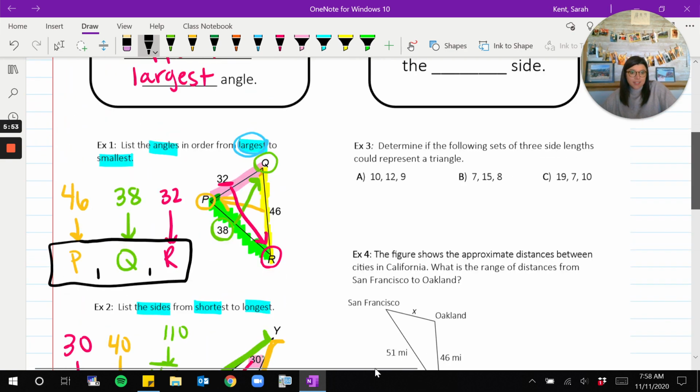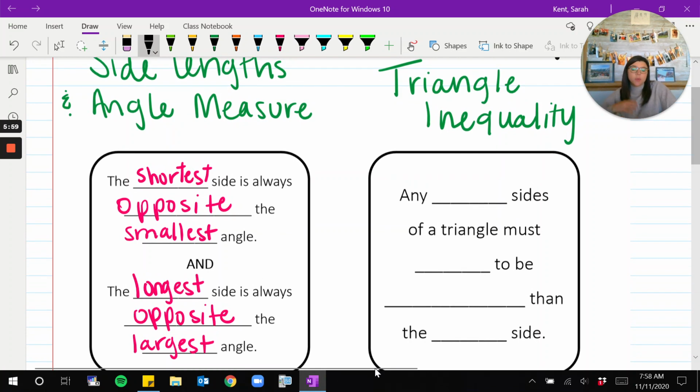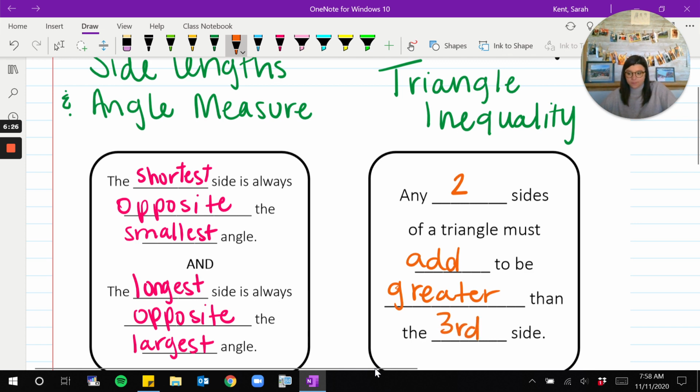So now let's take a look at what is called the triangle inequality. What we're looking at is, do the numbers given make a triangle? If we fill in this definition, what this says is any two sides of a triangle must add to be greater than the third side. So the two smaller numbers need to add up to be bigger than the biggest. So let's look at some examples.